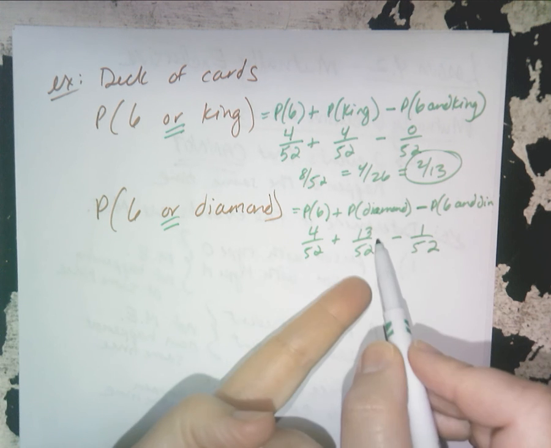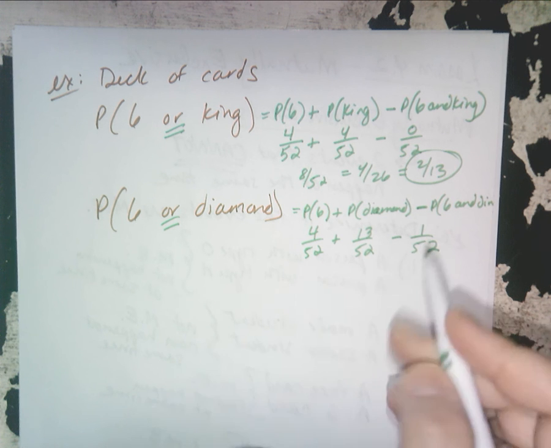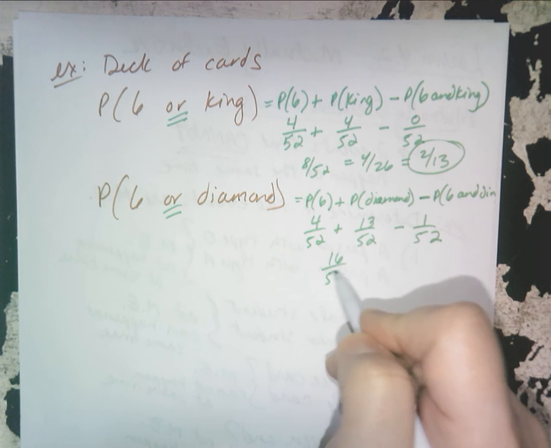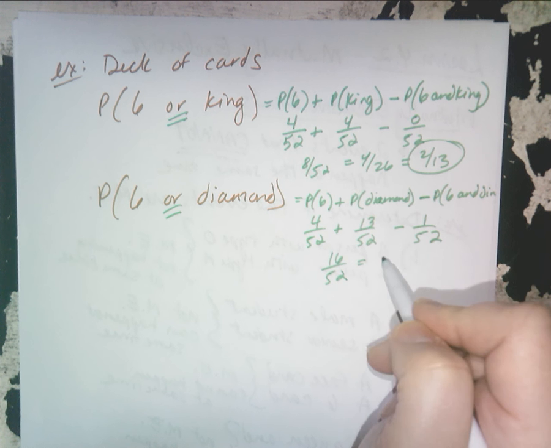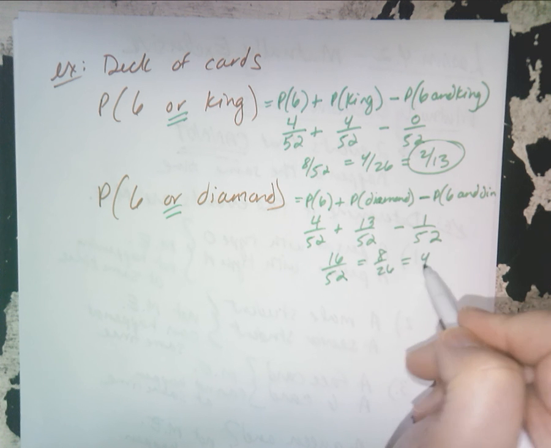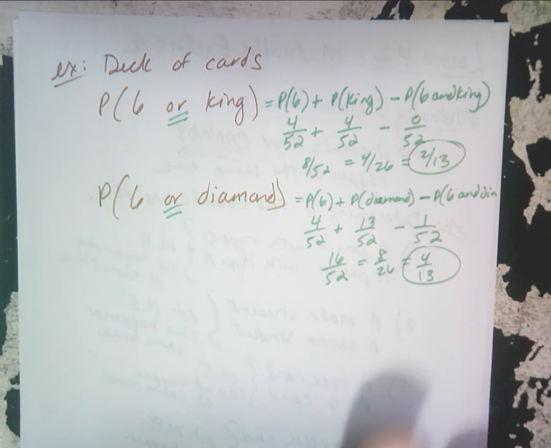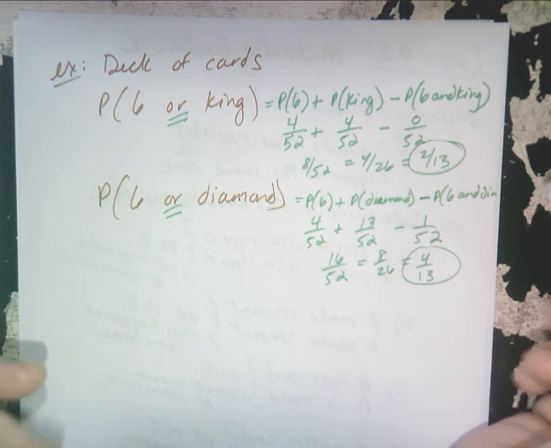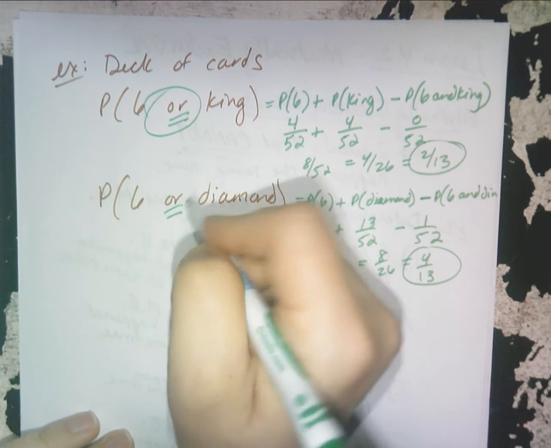So 4 plus 13 is 17. Take away 1 is 16 out of 52. What is that? 8 out of 26, 4 out of 13. Does that make sense? Like I said, I use this formula every time I see the word or. So that's the key.